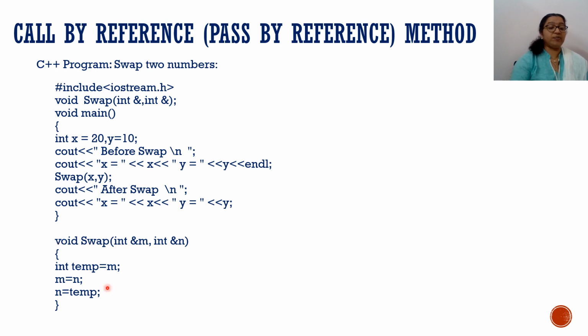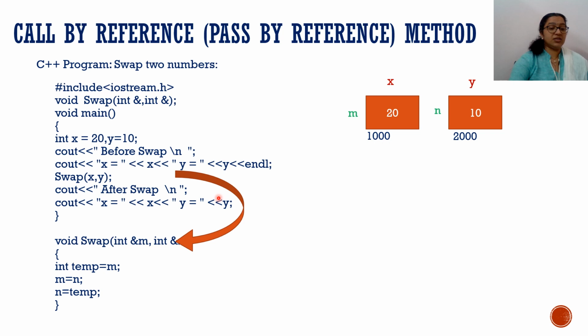Now, the normal swap statements, we want to exchange the values. So we need to use a temporary variable. So temp is equal to m, then m is equal to n, n is equal to temp. So we exchange the values. Now, we can check with an example how it works in the memory. Okay, see, x and y are the two variables here, 20 and 10. See the locations, 1000 and 2000. Clear?